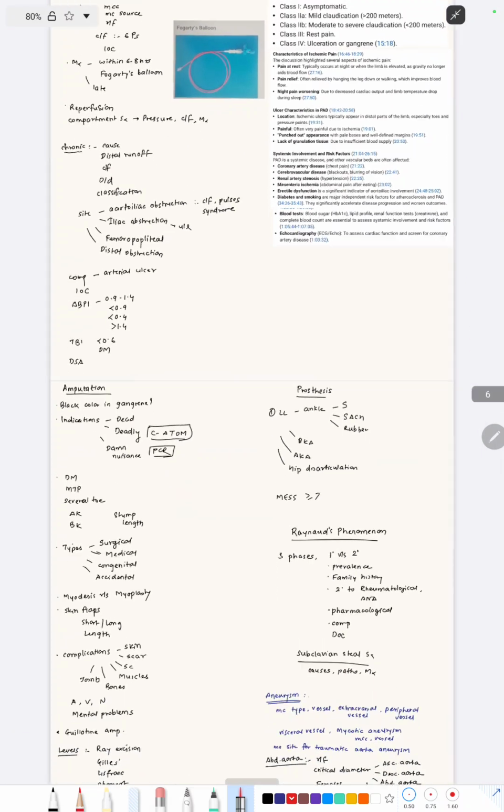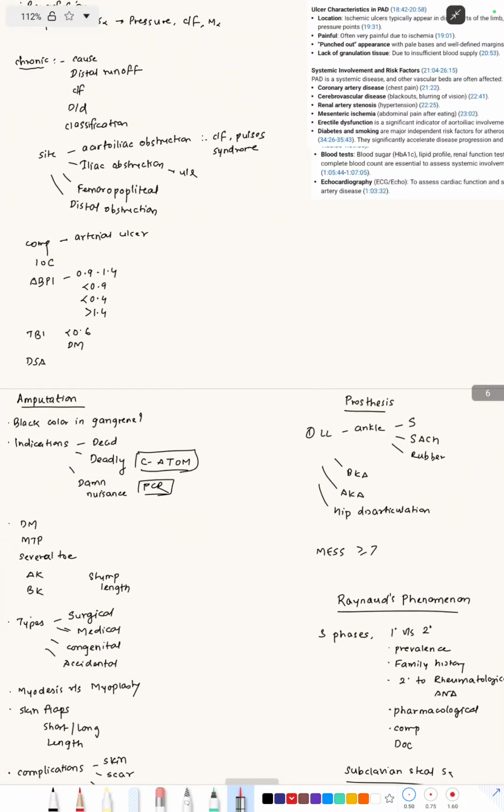Now, the next important thing is site. On the basis of symptoms, we can determine the site. The first is aortoiliac obstruction. In aortoiliac obstruction, the patient will have bilateral buttock pain and thigh, calf, and all the distal muscle pain. The pulses cannot be felt in the femoral region. However, an iliac bruit can be heard, and the syndrome is called Leriche syndrome, wherein it will also lead to impotence in the individual.